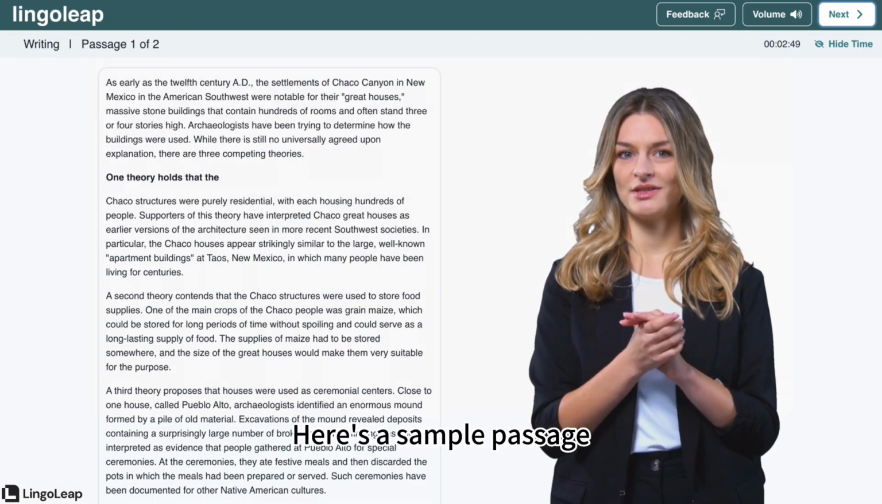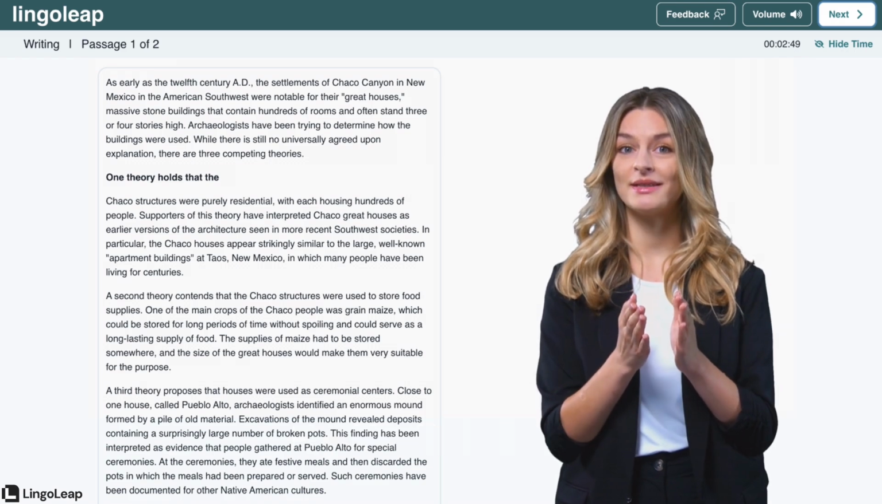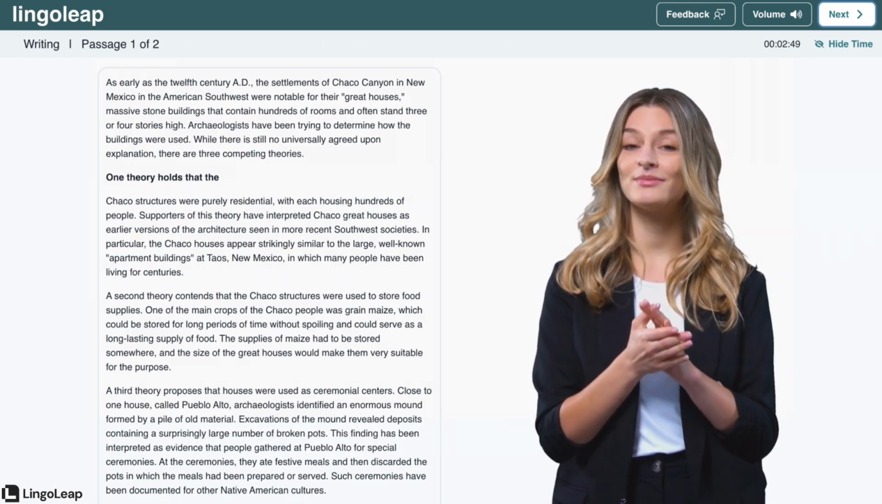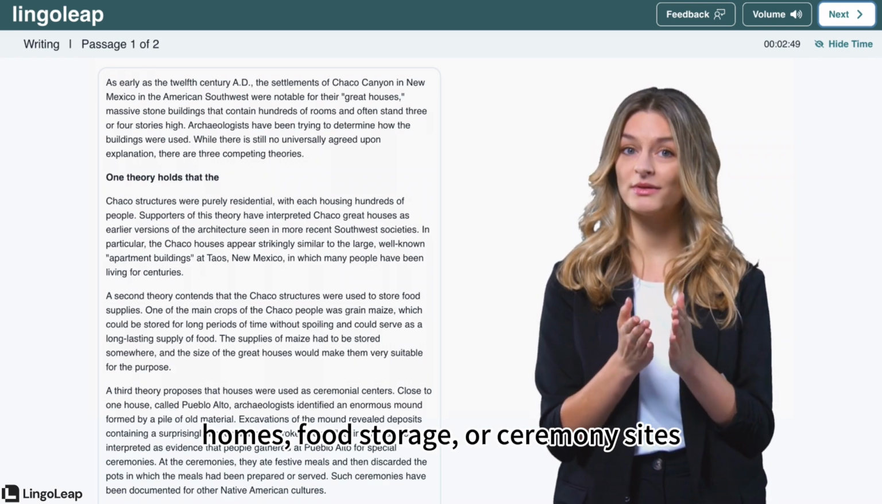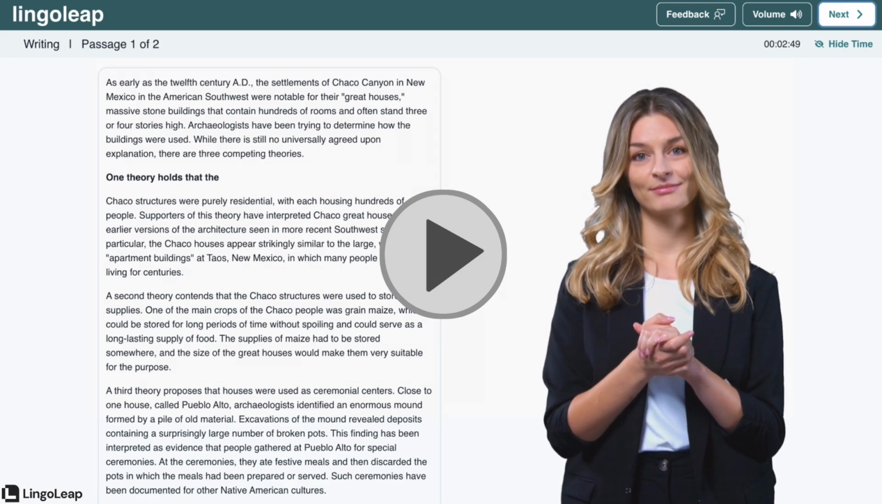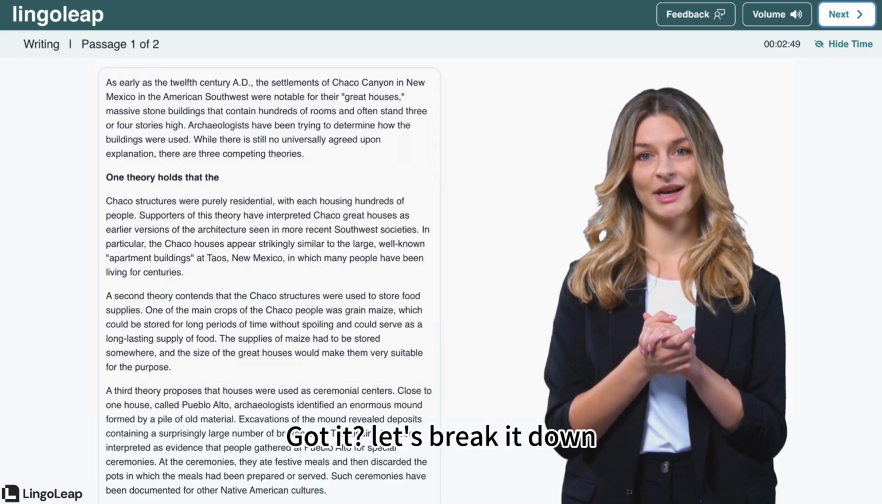Here's a sample passage. First, identify the topic, the mystery of Chaco's massive stone buildings. Then spot the 3 theories, homes, food storage, or ceremony sites. Pause to skim it now. Got it? Let's break it down.